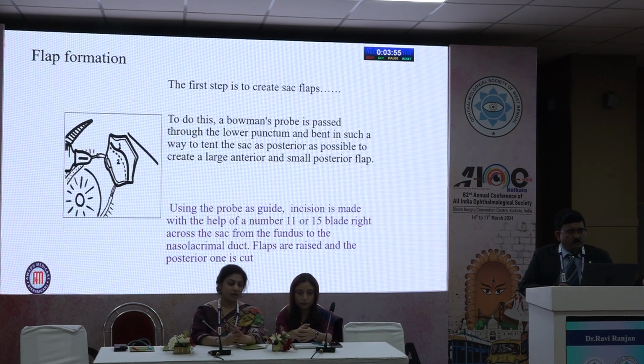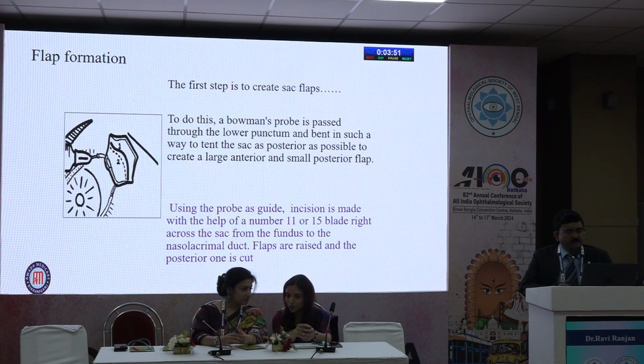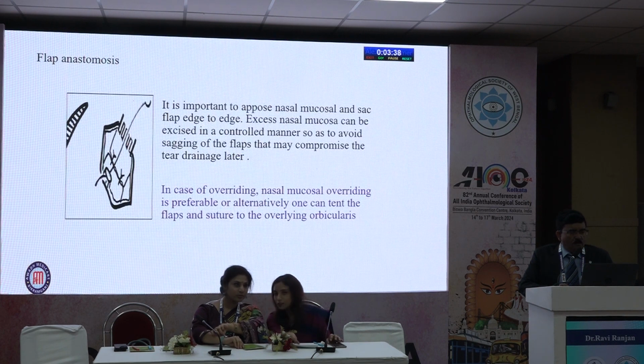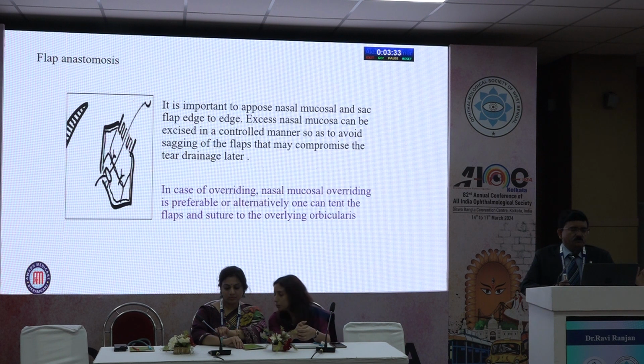Flap formation. In flap formation, I shall highlight using the probe as a guide. An incision is made with the help of a number 11 or 15 blade right across the sac from the fundus to the nasolacrimal duct. Flaps are raised and the posterior one is cut. In case of overriding nasal mucosa during flap anastomosis, overriding is preferable, or alternatively one can trim the flaps and suture to the overlying orbicularis.